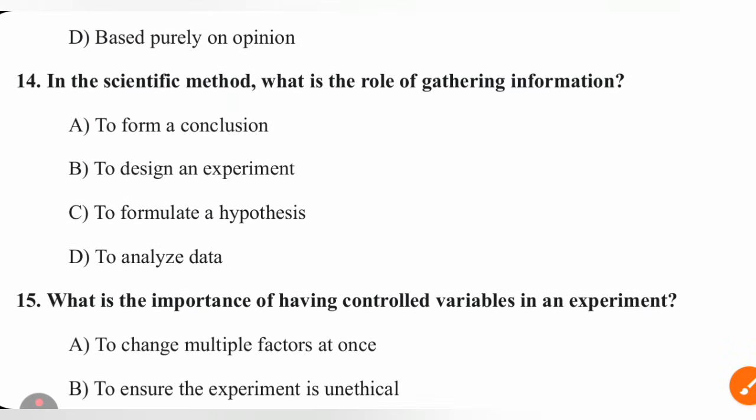14. In the scientific method, what is the role of gathering information? A. To form a conclusion. B. To design an experiment. C. To formulate hypotheses. D. To analyze data.